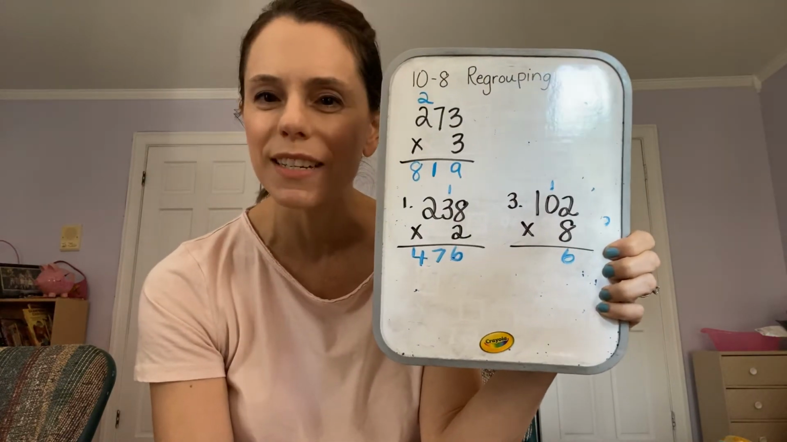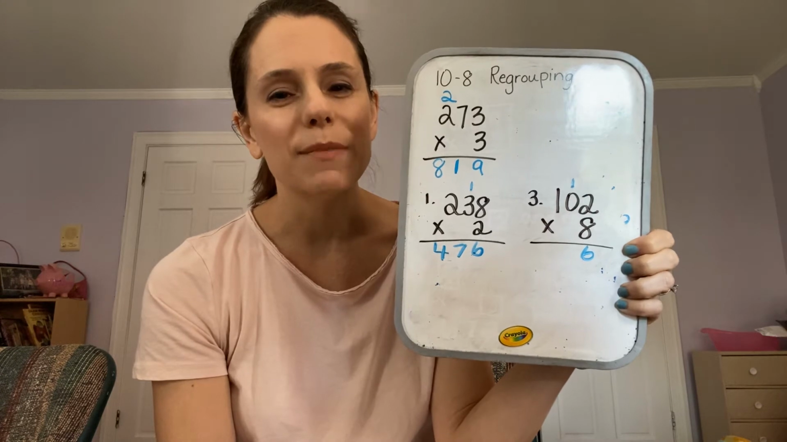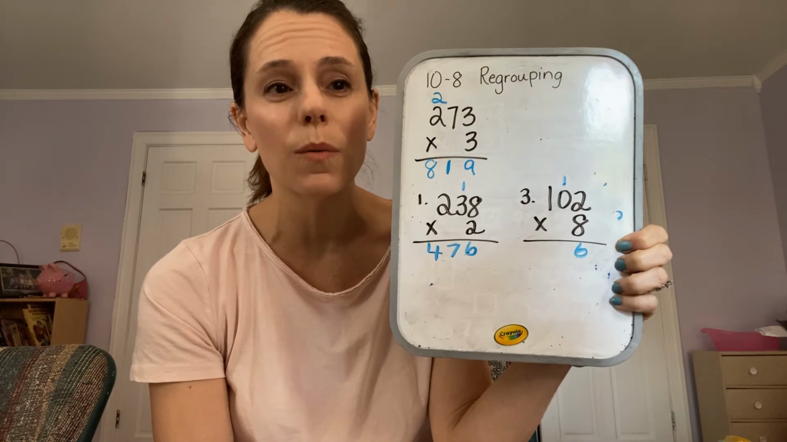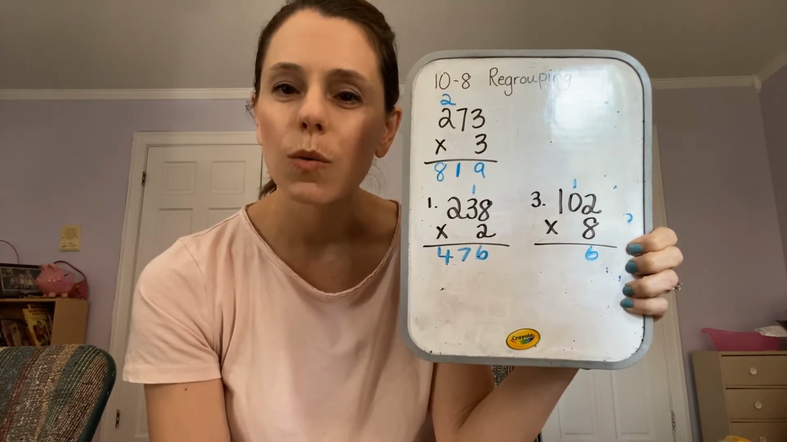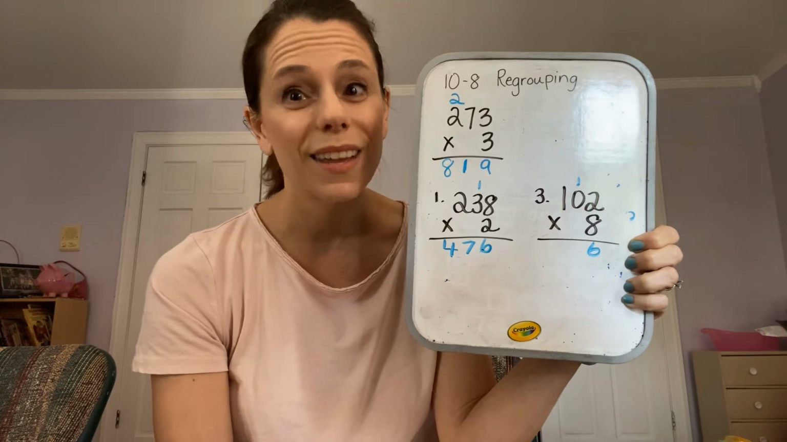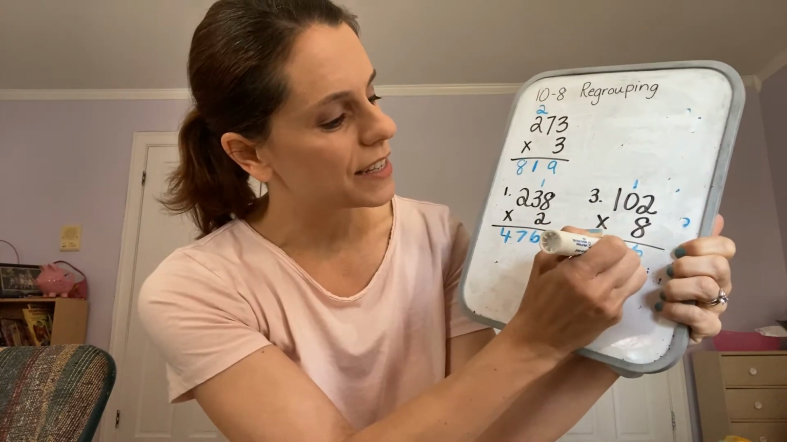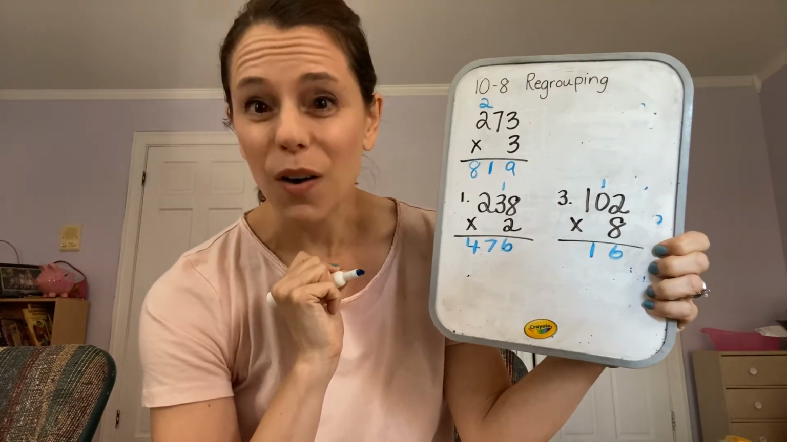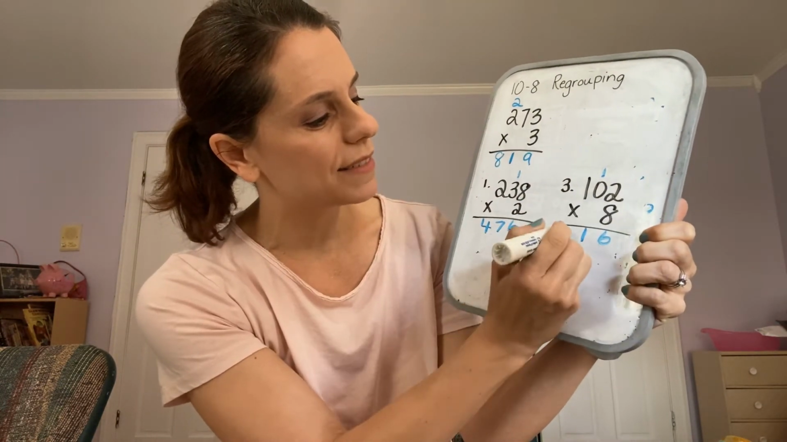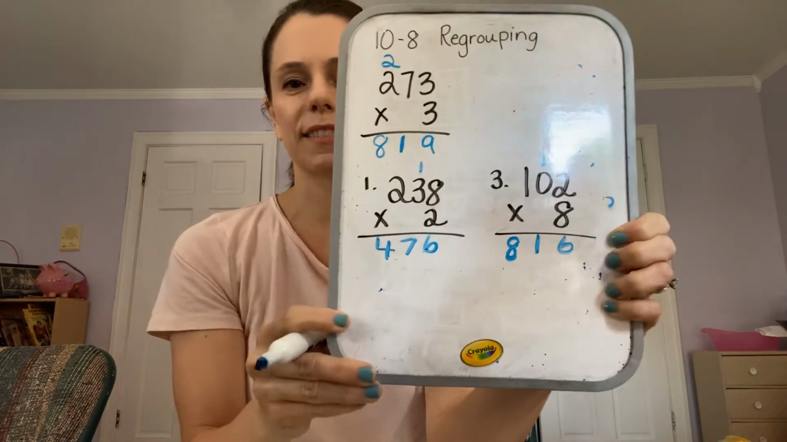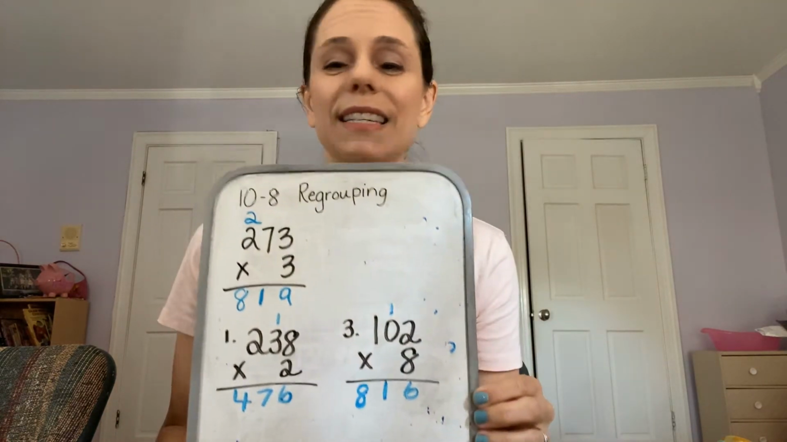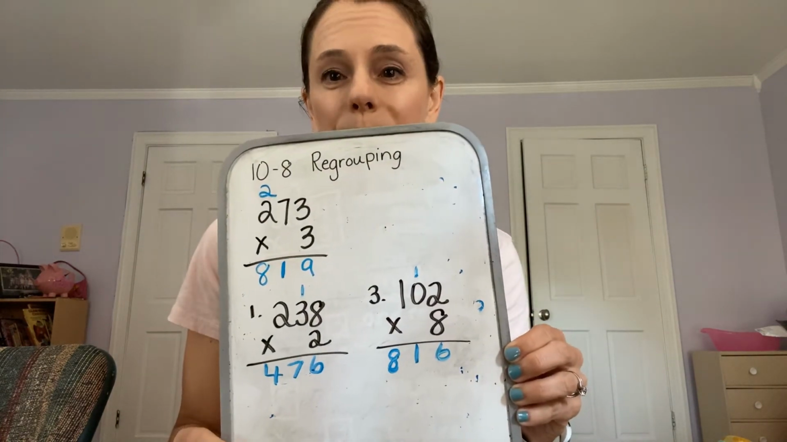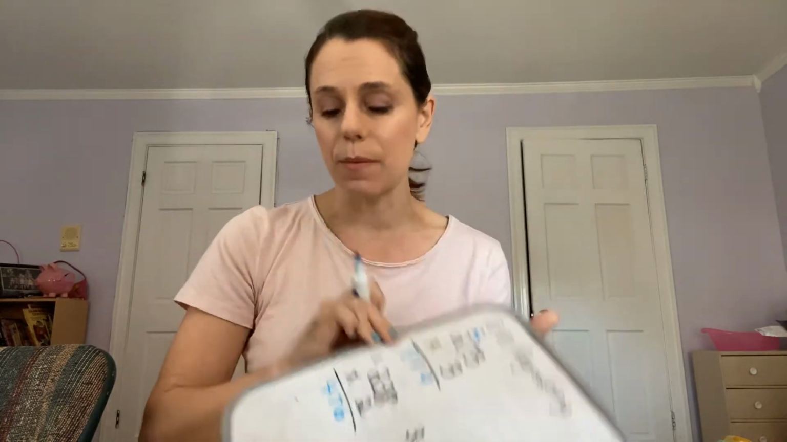Oh, this is interesting. 0 times any number is what? 0. So 0 times 8 is 0, but then you have to add a 1. What is 0 plus 1? It's 1. This answer is 1 because it's 0. All right? And then 1 times 8 is 8. All right? Watch your zeros. 0 times any number is 0, but 0 plus a number is that number. Okay? So here's number 1, here's number 3.